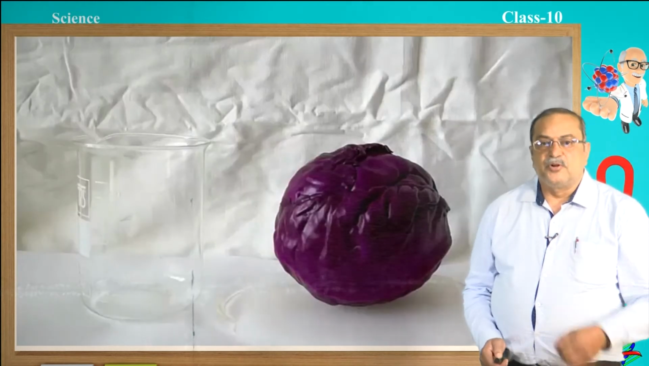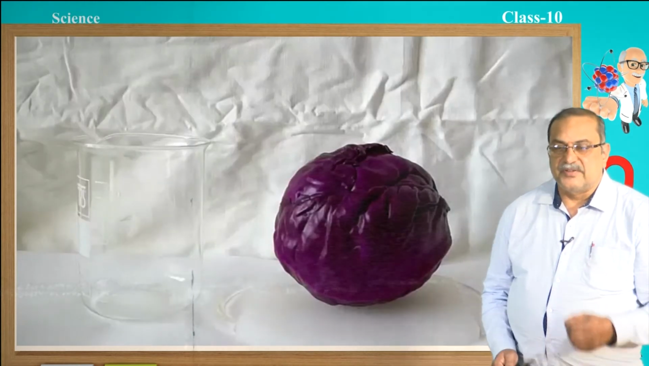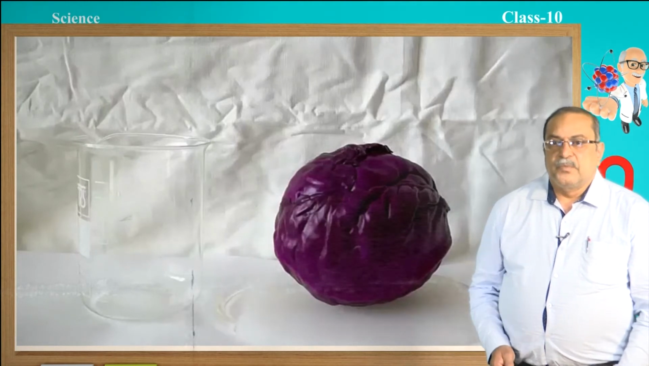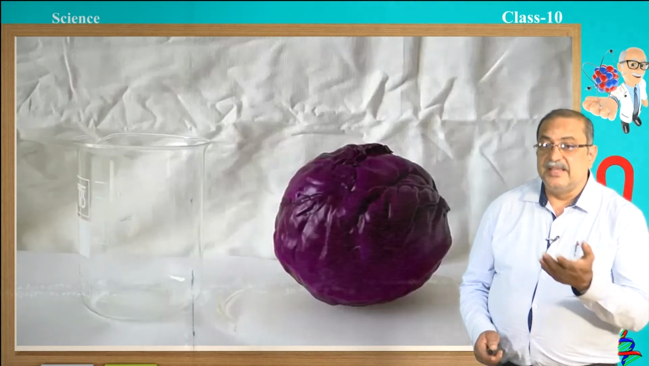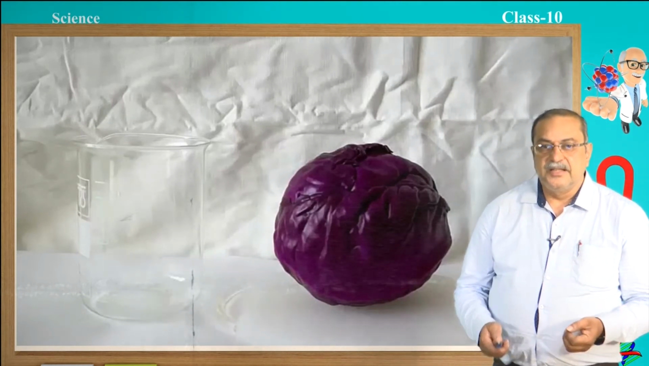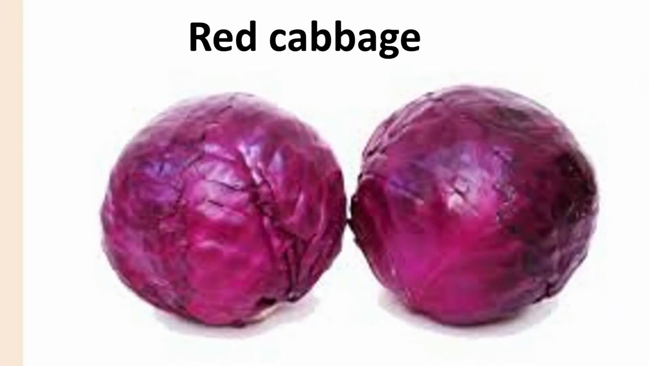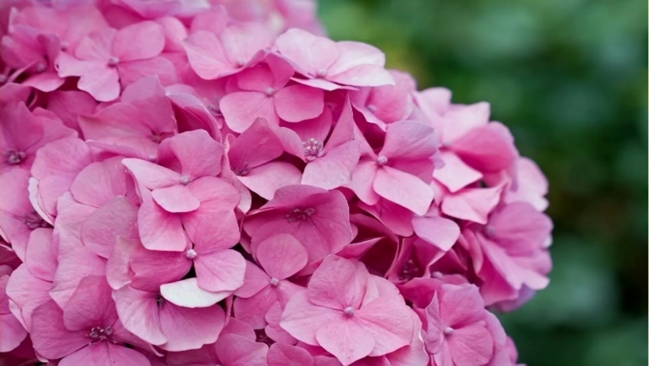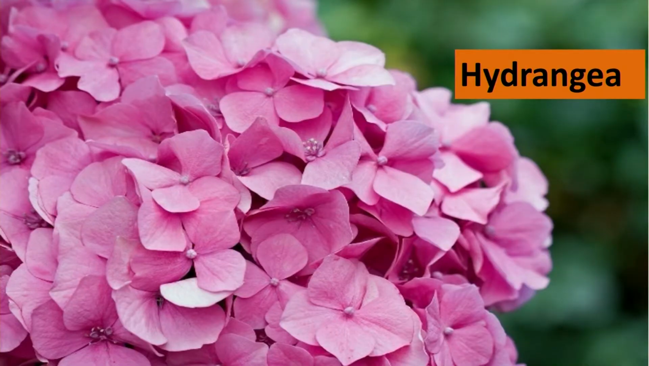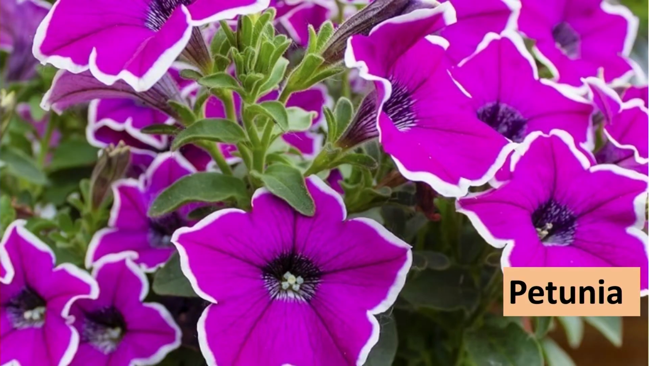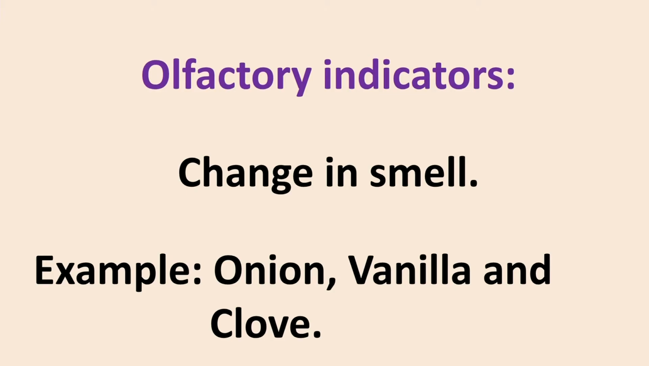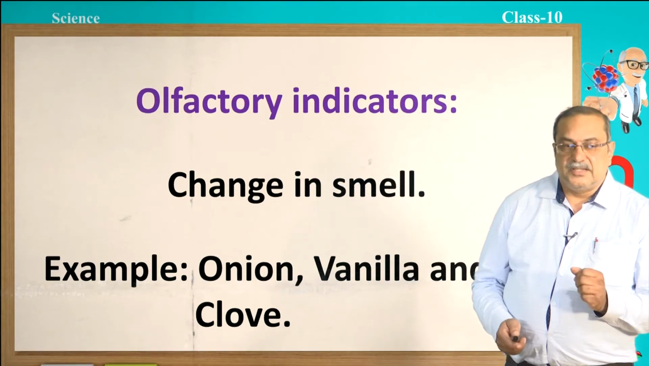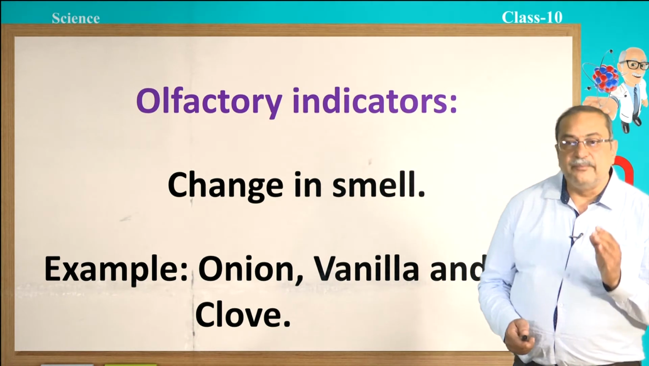So, next I am going to show how we can use the red cabbage for this one, and we can enjoy the colors, how it is going to change also, and we can identify whether it is base or neutral or acid. Okay. Let us see the experiment. So, this is the red cabbage, this is hydrangea, this is petunia, this is geranium. So, these are the different plants. So, these are all going to give particular colors in the acid or base solutions.